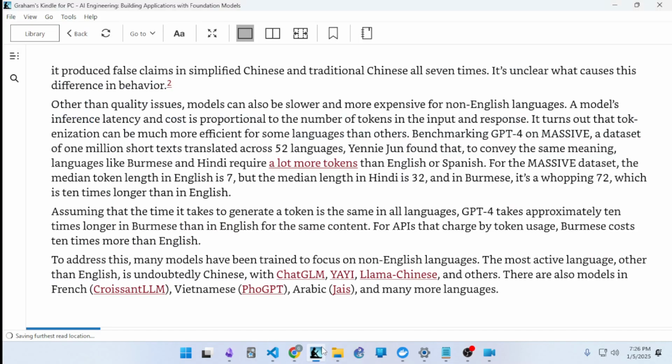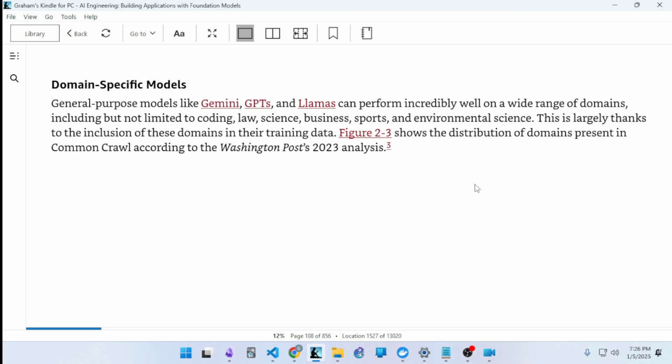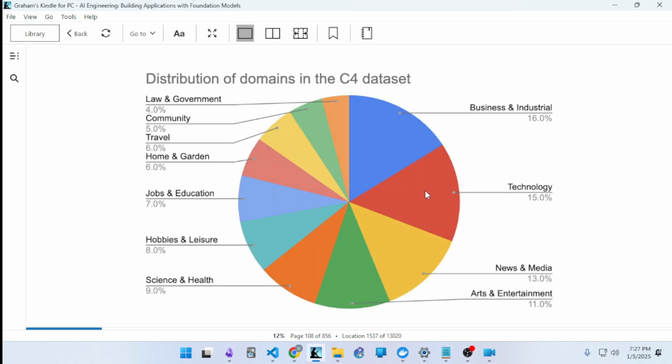All right. Domain-specific models. General purpose models like Gemini, GPTs, and Llamas can perform incredibly well on a wide range of domains, including but not limited to coding, law, science, business, sports, and environmental science. This is largely thanks to the inclusion of these domains in their training data. Figure 2-3 shows the distribution of domains present in Common Crawl according to the Washington Post's 2023 analysis. Distribution of domains in the C4 data set.